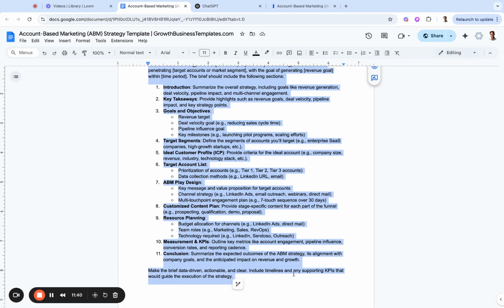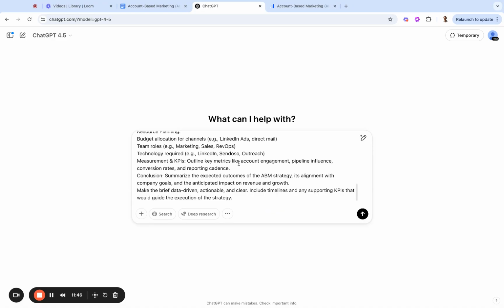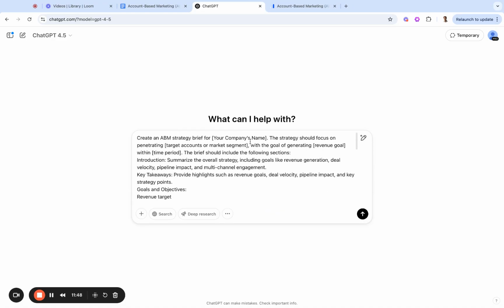You copy and paste this prompt. You go into ChatGPT or Gemini, or whatever tool you want to use. You paste the prompt in, just as I'm showing you here. Let's say you update your name. So let's pretend that you work at Asana. The strategy should focus on penetrating. Let's say the target account segment was enterprise marketing agencies. Asana is a project management tool.